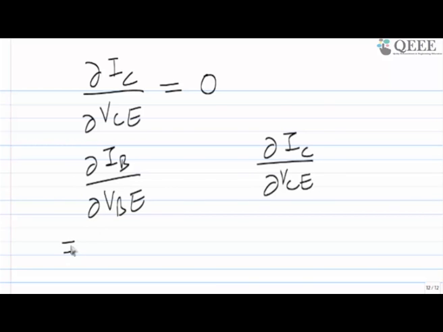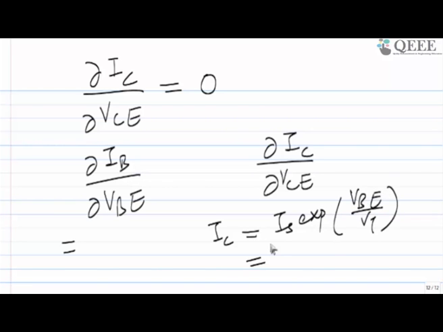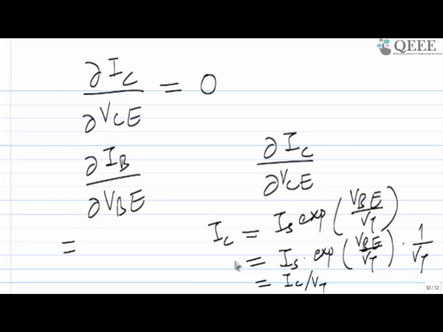So what is going to happen for these two parameters? Let's find out first del IC by del VC. IC is IS exponential VB by VT. If we take the derivative, you are going to see IS exponential VB by VT times 1 by VT. So can I call this one IC by VT? And similarly for this side, del IB by del VB, it's the same IC by beta, so it's IC by beta VT.